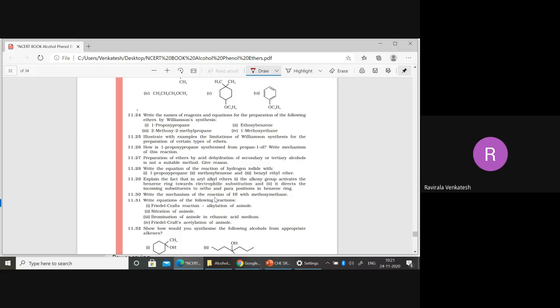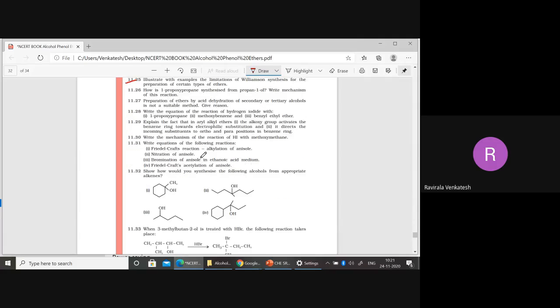ये 11.24 हमने क्लास में किया है ना, 11.24. Yes, sir. What are the limitations of Williamson synthesis reaction? Certain types of ethers, what you found here? The tertiary is very difficult in this case. हमने डिस्कस किया है सारी चीज. This one, 11.28.